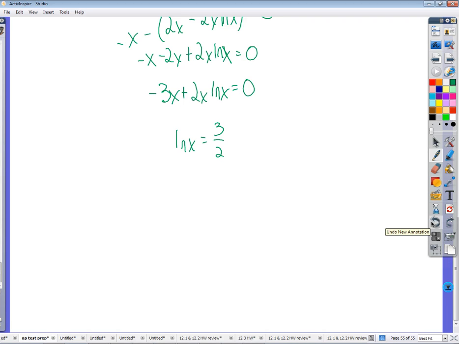Not x. If we add 3x and then divide by 2x, we get 3 halves. So e to the 3 halves is x. Right? e to the what is x? e to the 3 halves is x. Right? e to this exponent is that. Okay.